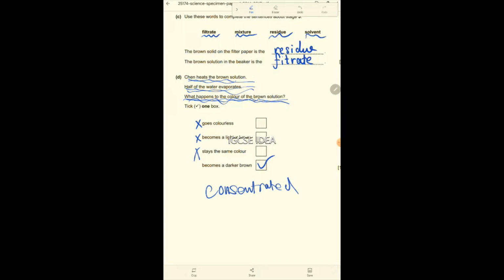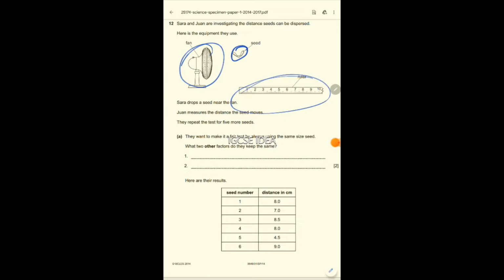Sarah and Joanne are investigating the distance seeds can be dispersed. Here is the equipment they use. Okay, this is the seed, this is the fan, and this is the ruler they're using. Sarah drops a seed near the fan. Joanne measures the distance the seed moves. They repeat the test for 5 more seeds.